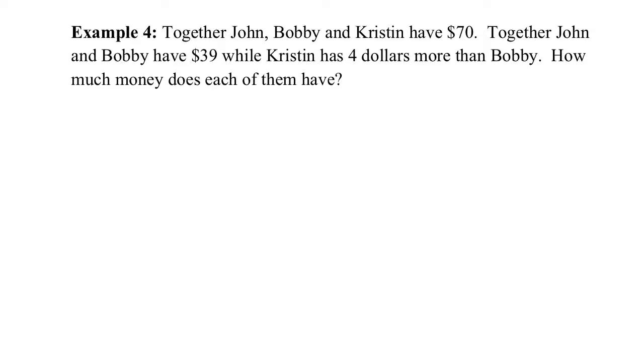Number 4 is a little bit trickier, and number 5 is the trickiest of all. Together, John, Bobby, and Kristen have $70. Right away, what are you going to write, pretty much? Just tell me off the top. X equals the amount of money John has. Perfect. Y equals the amount of money Bobby has. And Z equals the amount of money Kristen has. Exactly. So right away, we know which 3 we're going to look for.